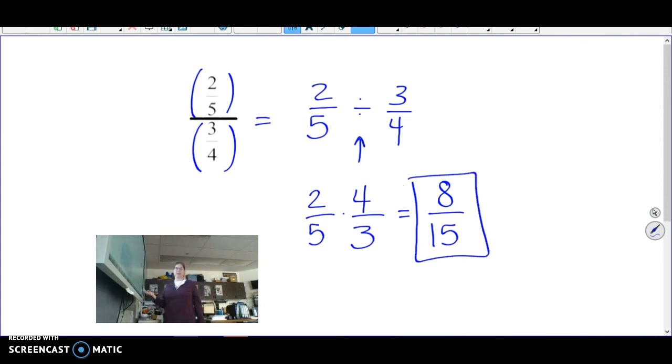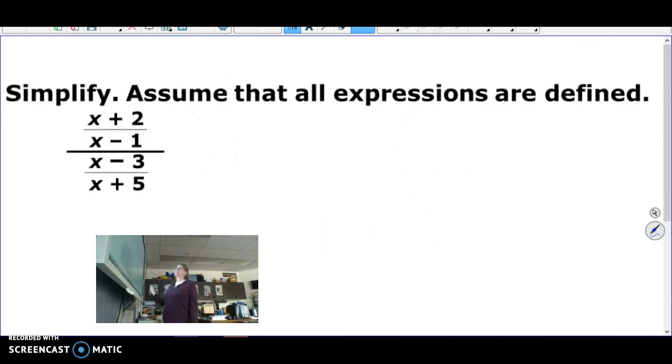And so now we have a simplified fraction. Started out with complex, now it's simplified. Okay, pause the video, write this complex fraction down, and then we're going to simplify it.